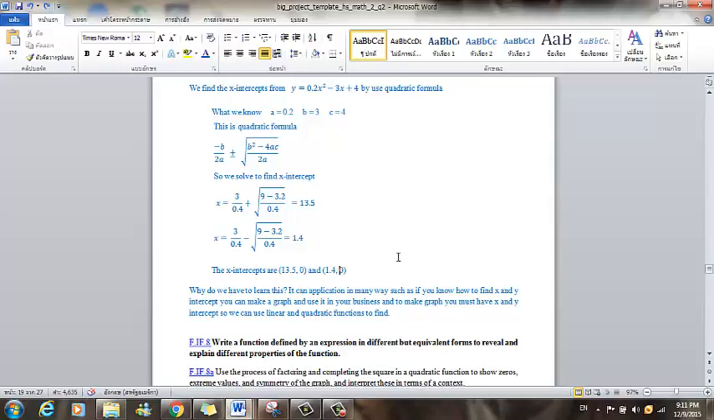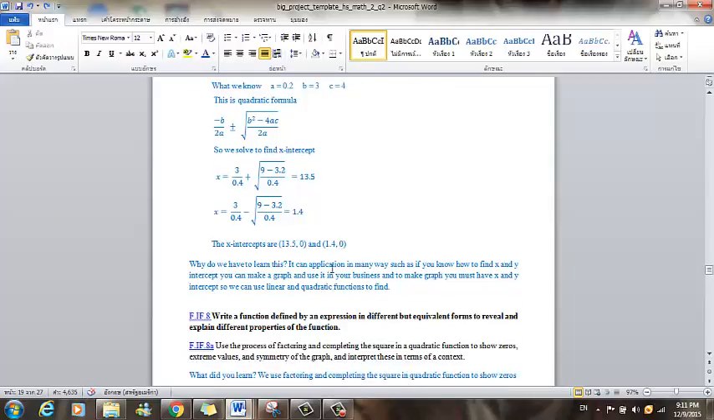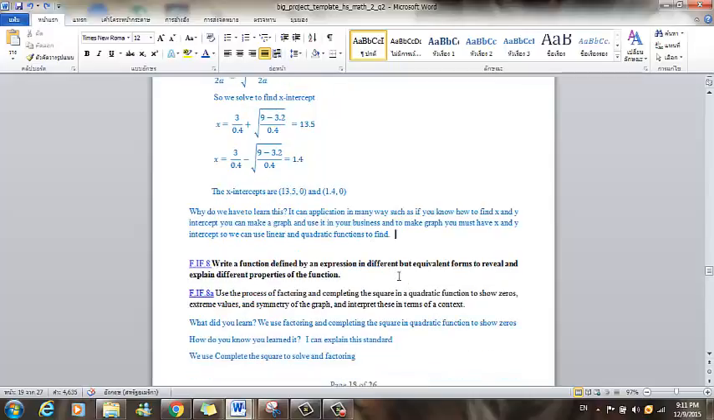This is the y-intercept. Okay, why do we have to learn this? Because it's applicable in many ways. If you know how to find the x and y-intercepts, you can make a graph to use in business, because to make a graph you must have the y and x-intercepts. So we use linear and quadratic equations to find them.